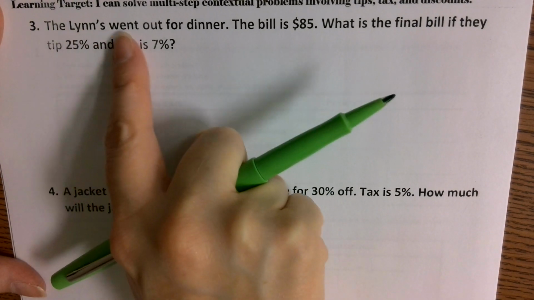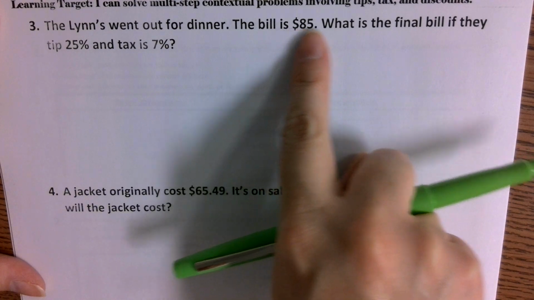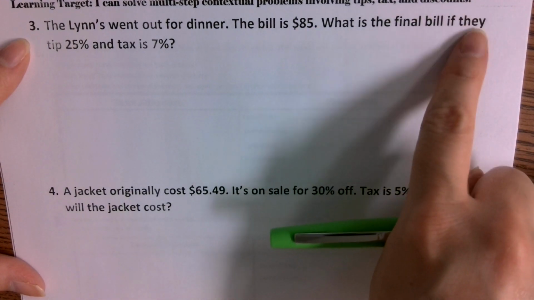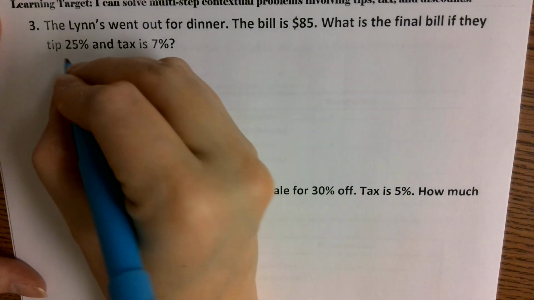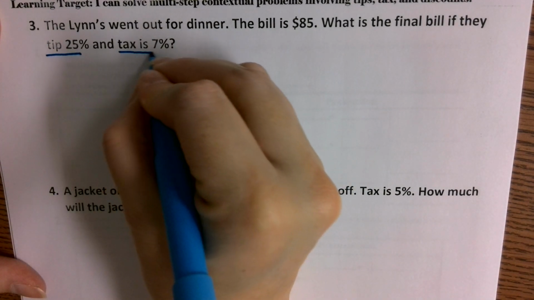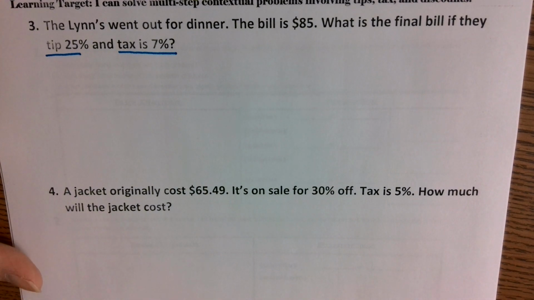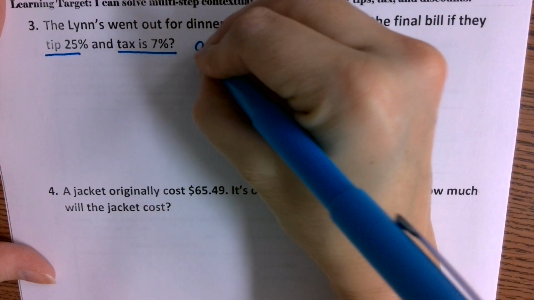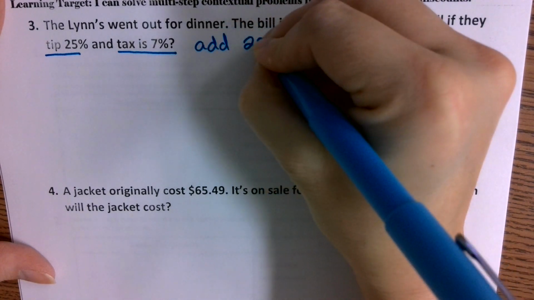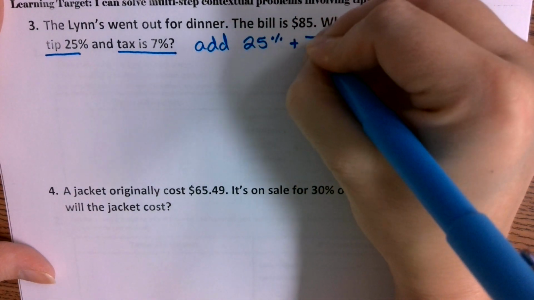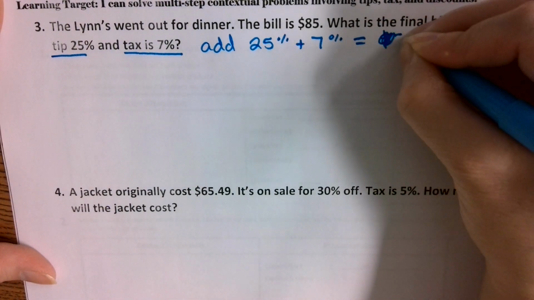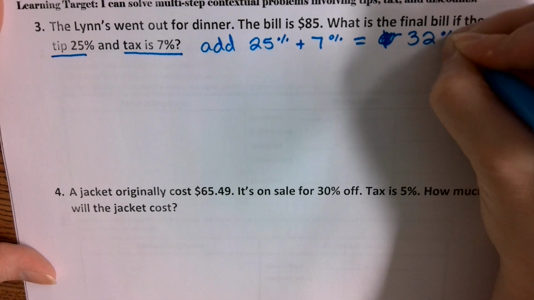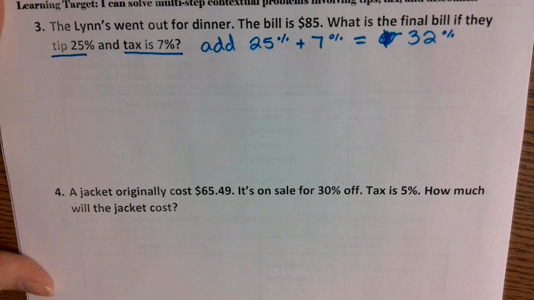Problem 3. Lynn went out for dinner. The bill is $85. We want to know the final bill if she tips 25% and tax is 7%. Remind me again, what am I going to do if it's tip and tax? What do I do with those 2 percentages, Bridget? Add them. Thank you. We are just going to add 25% plus 7%. That means I'm dealing with, not a dollar sign, I'm dealing with 32%.